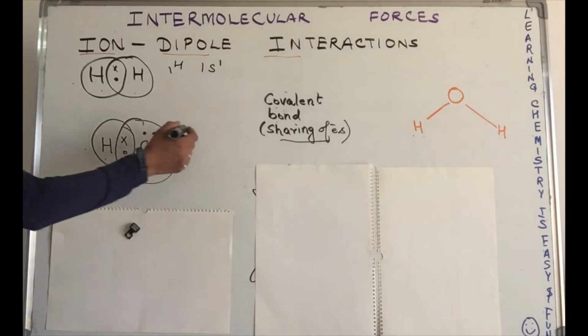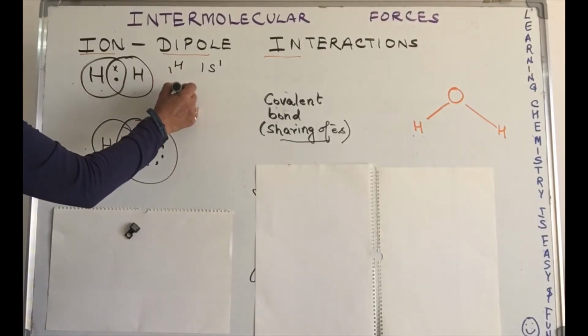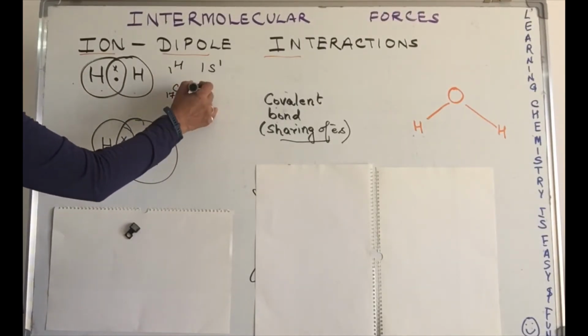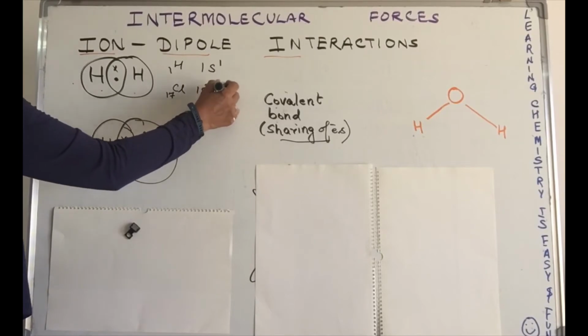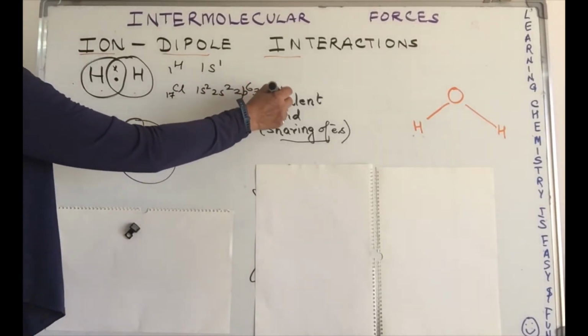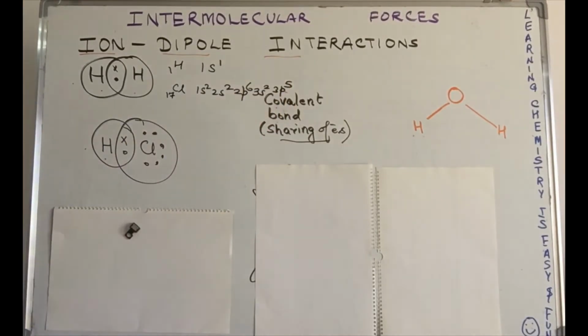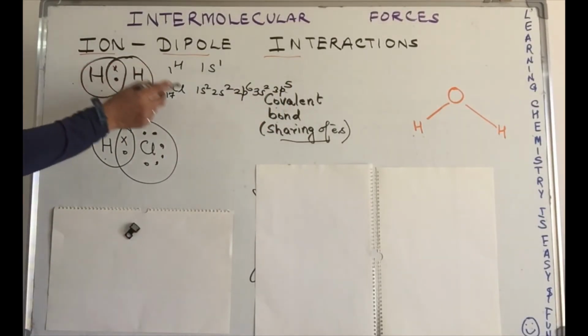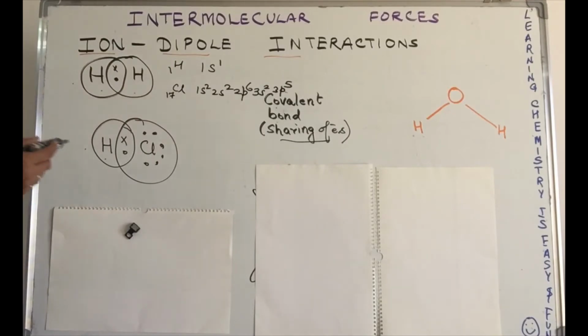Hydrogen and chlorine. Again, hydrogen atomic number 1, chlorine atomic number 17. So you have 1s2, 2s2, 2p6, 3s2, 3p5. That will be our electronic configuration for chlorine. So both of them need one electron to pair up. So this type of bond is also formed by the sharing of an electron pair between hydrogen and chlorine. And this also becomes an example of a heteroatomic molecule.